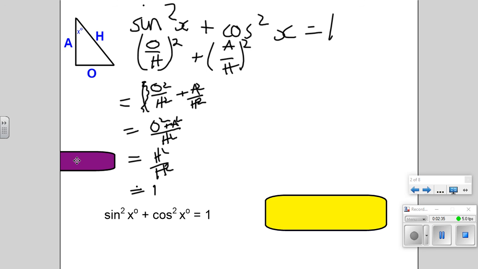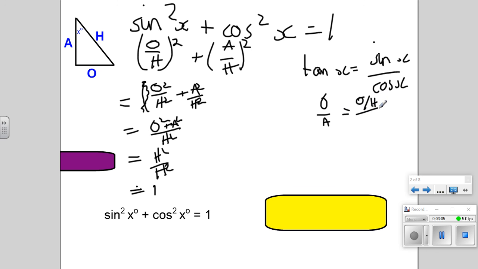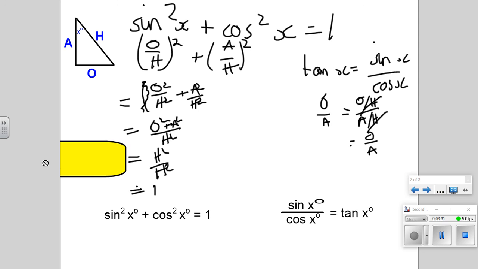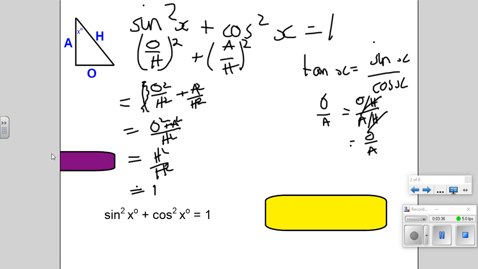Okay, the next one we have is that tan x is equal to sine x over cos x. Right, so trig tells us that tan x is opposite over adjacent, sine x is opposite over hypotenuse, and cos x is adjacent over hypotenuse. If we divide by h on both sides, or both the top and bottom of a fraction, it's like we never divided by h at all. And we've ended up with O over A, which is tan x. So that's our second trig identity: that sine x over cos x equals tan x.